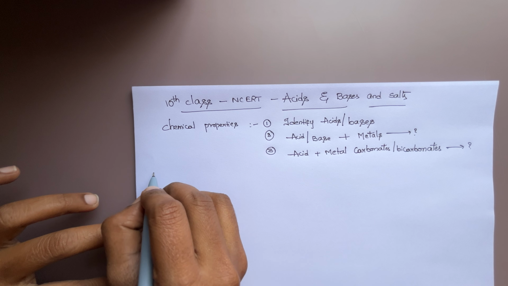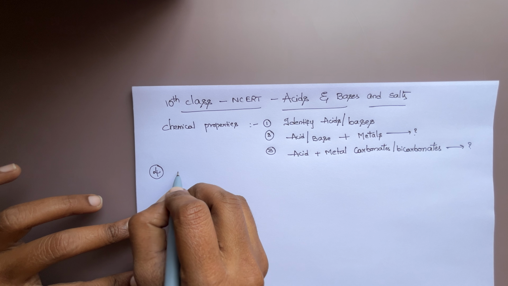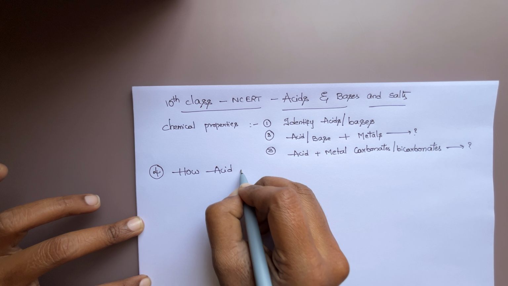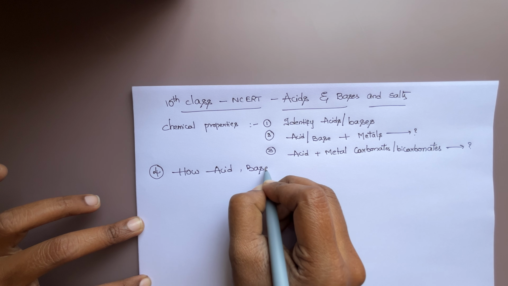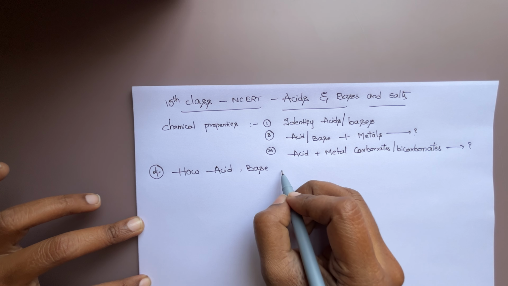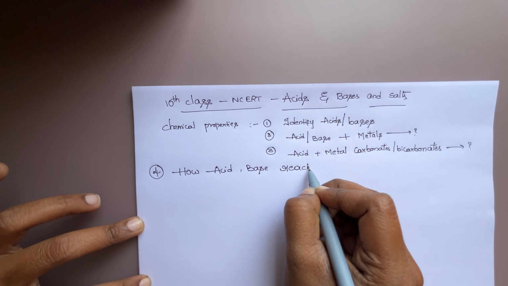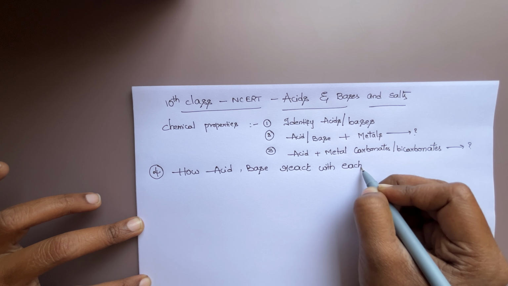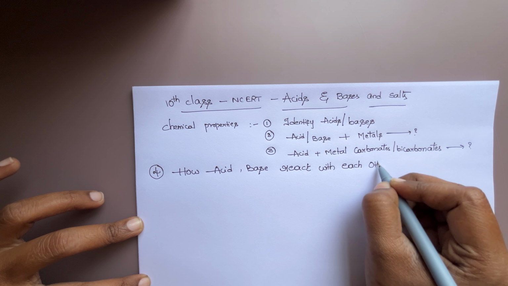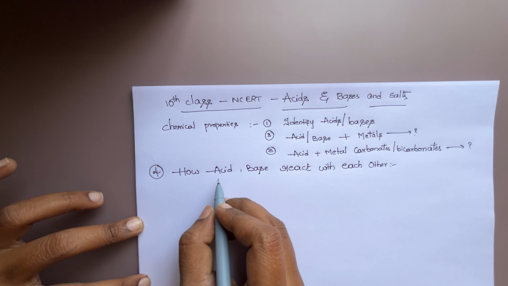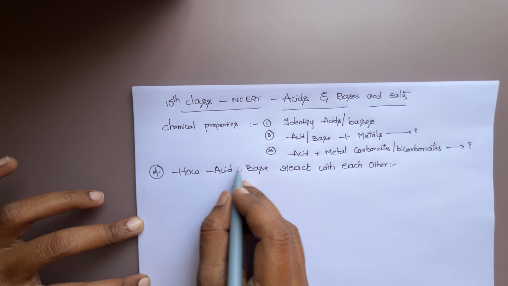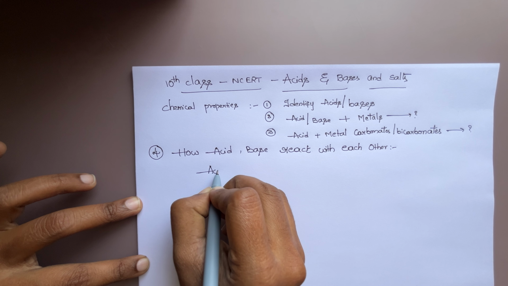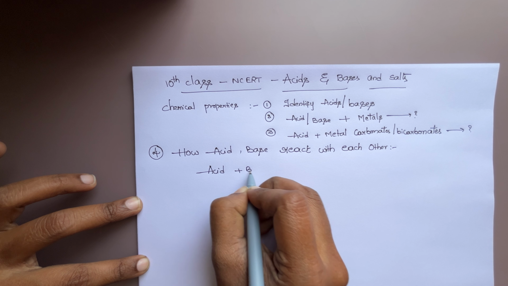Now let us see the fourth chemical property, how acid and base react with each other. Means among acids and bases, if they are reacting with each other, what will happen? So we know that acid reacts with base.